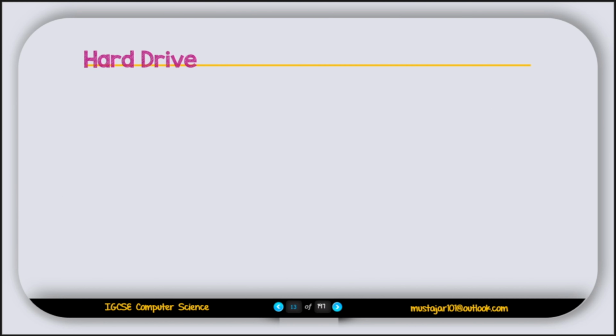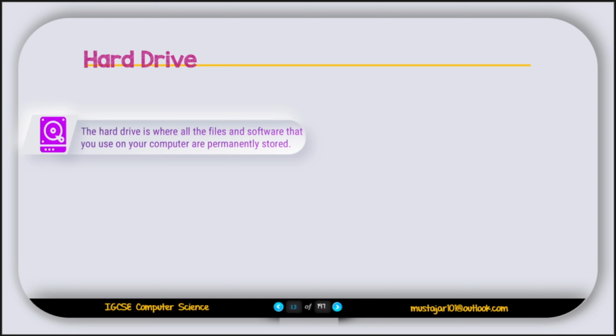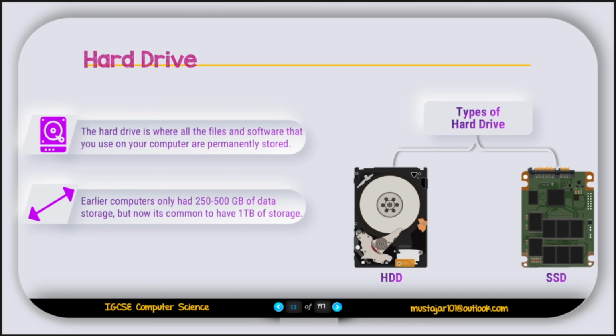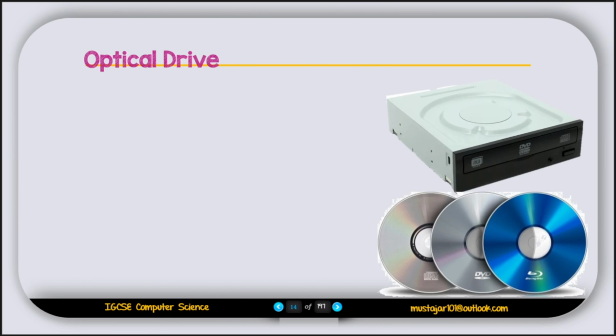Next component is called the hard drive. So what is a hard drive? The hard drive is where all the files and software that you use on the computer are permanently stored. Earlier, computers only had 250 to 500 GB of data storage, but now it is common to have 1 terabyte of storage. There are two types of hard drive: one is called the HDD and the second is called the SSD. HDD has a moving part while SSD doesn't, and the speed of SSD is higher than HDD.